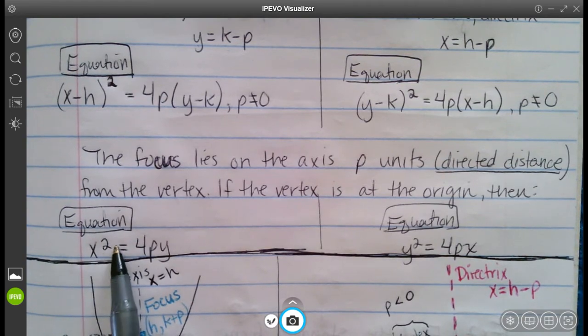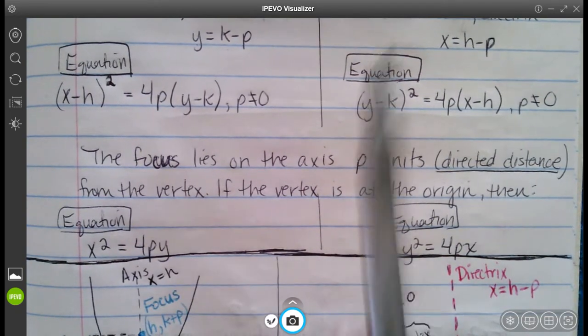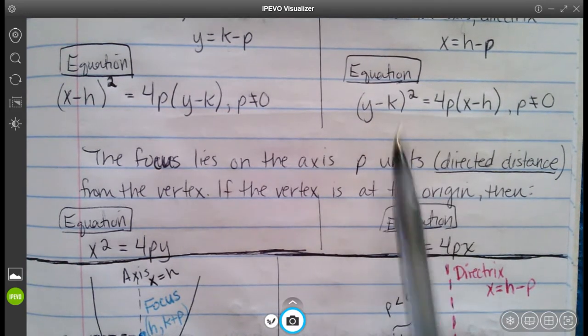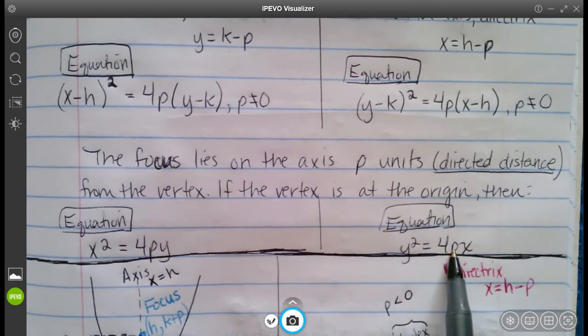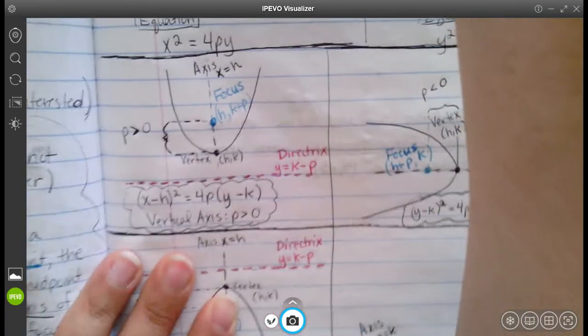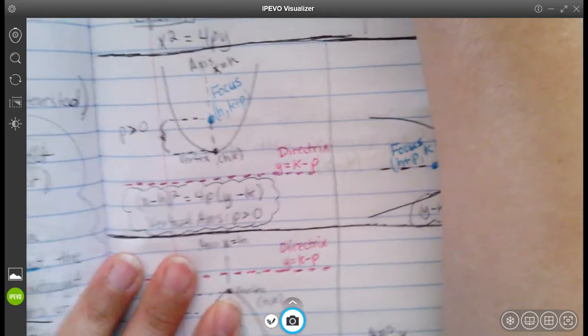So therefore, x squared is just equal to 4p times y. Same with this side. If there is no k or h, then those go away and we're left with y squared equals the following. And then down here, I just have a few more images that I would like you to copy because they're going to help you with some of the problems.